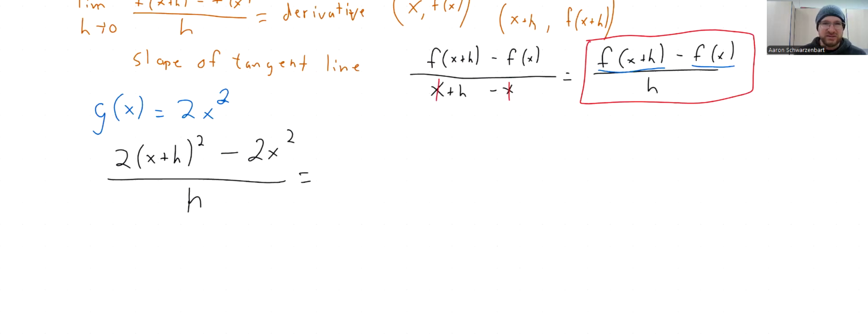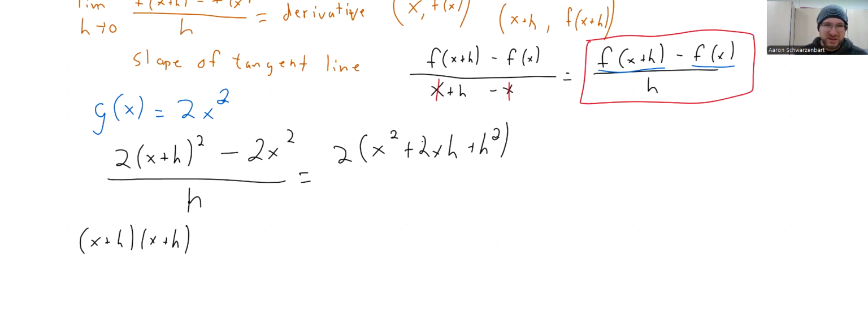And I'm going to start simplifying. I'm going to multiply x plus h times x plus h, foiling with my shortcut. If you don't know the shortcut, you just write out x plus h times x plus h, and you FOIL. The shortcut is square the first and the last. The middle one is 2 times the two terms, x and h, multiplied together.